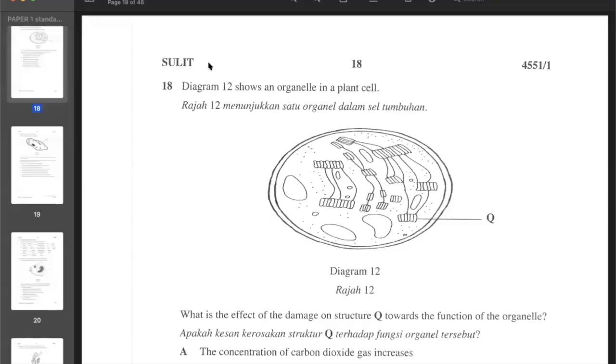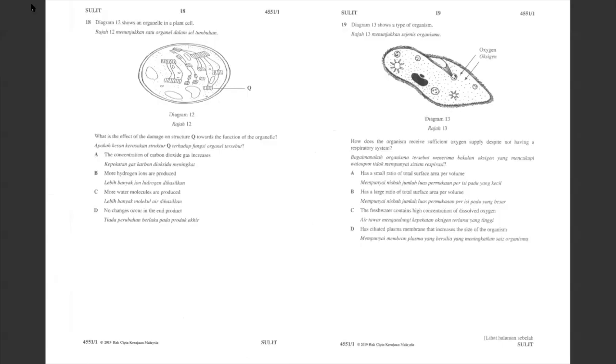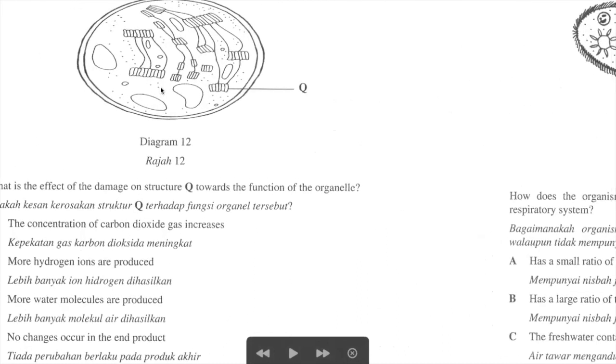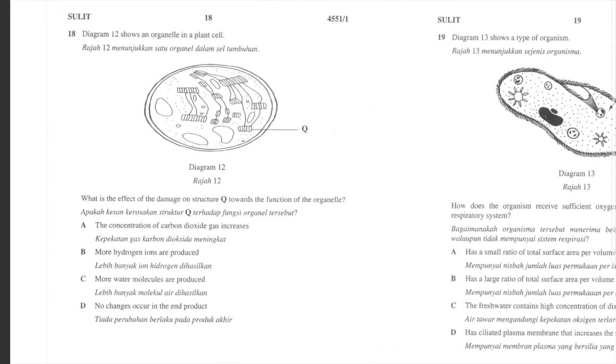Okay guys, so before we enter the essay question, I just want to recall this question. I think it's quite confusing, okay, because the answer scheme say that the answer is D. But after I discuss with other biology teachers, we all agree that the answer for 18 is A. Okay, the concentration of carbon dioxide increase. Okay, why? Okay, this is the explanation.